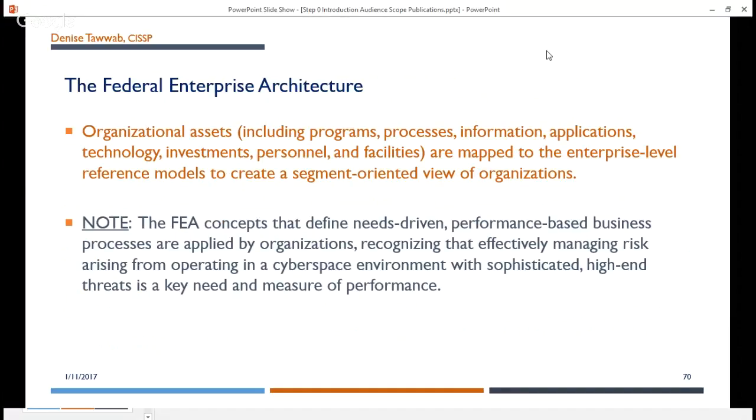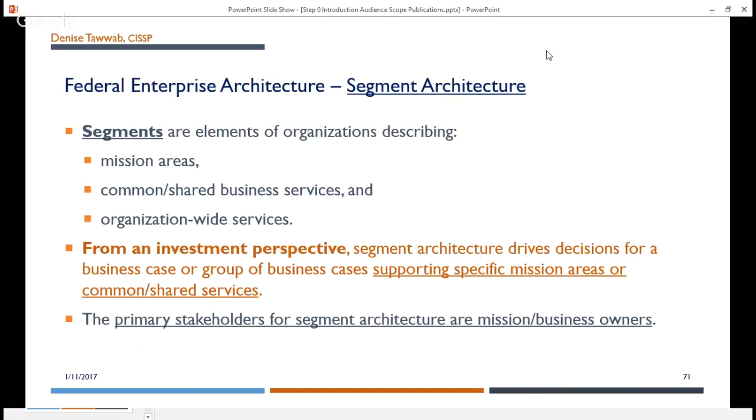Organizational assets are mapped to the enterprise level reference models to create a segment-oriented view of the organization. Note the federal enterprise architecture concepts that define needs-driven, performance-based business processes are applied by organizations recognizing that effectively managing risk arising from operating in a cyberspace environment with sophisticated, high-end threats is a key need and measure of performance. If you're not in a federal organization, this part won't make sense to you. But let's talk about federal enterprise architecture.